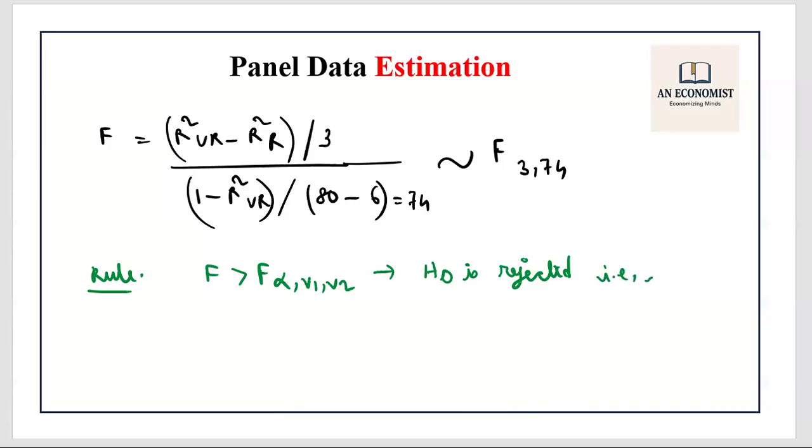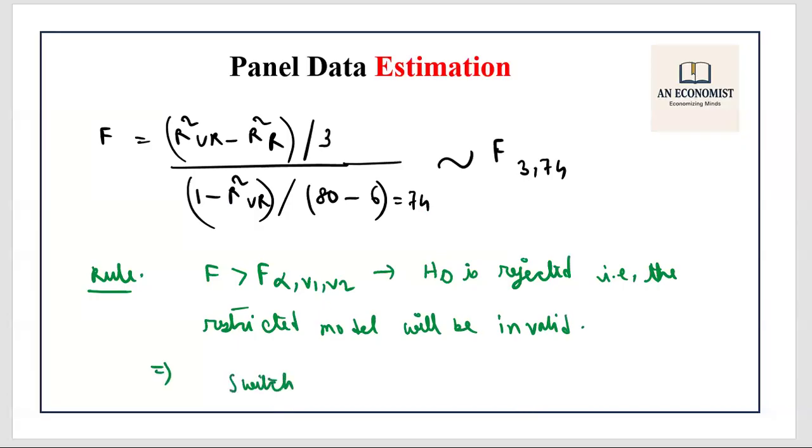That is the restricted model, or restricted regression model, will be valid. Sorry, restricted model will be invalid. That implies that we need to switch to model number 2, right? So this is the entire process of the least square dummy variable method.